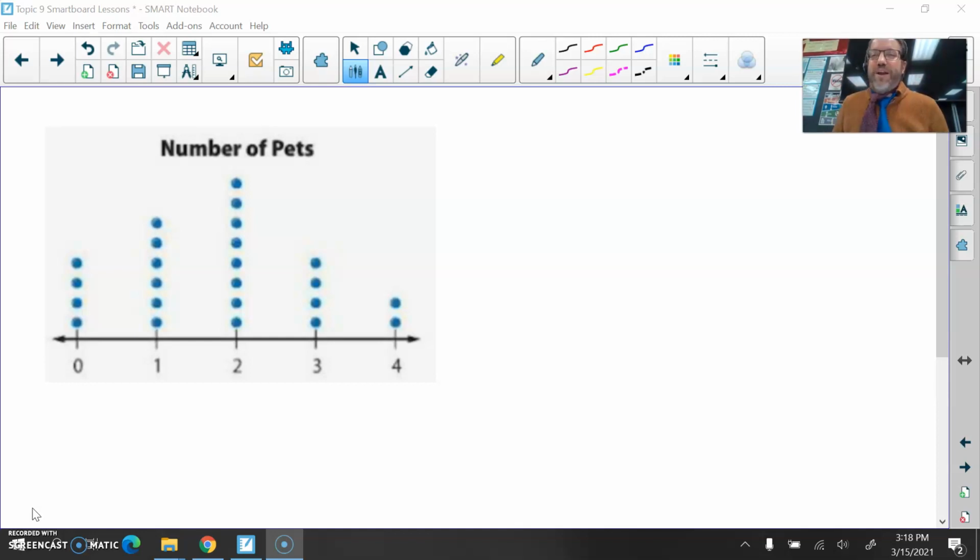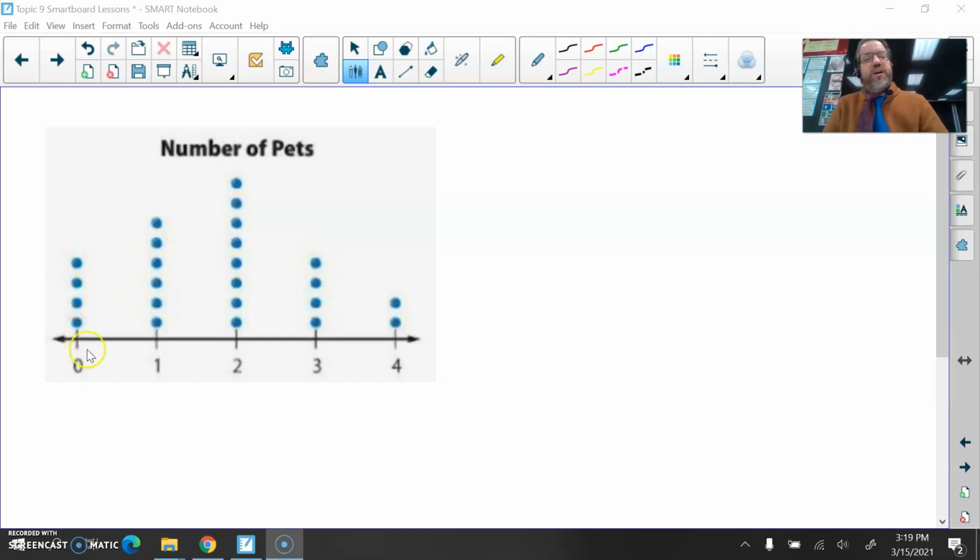Anyway, let's talk about line plots. Here I have a line plot, and you'll notice this line plot looks a lot like a bar graph. You could draw a bar over each of these. And anyway, this line plot is showing the number of pets for a bunch of students. If you count all these dots, there are 24 dots here altogether. So let's say 24 students in a class were asked, how many pets do you have? And here are the results.